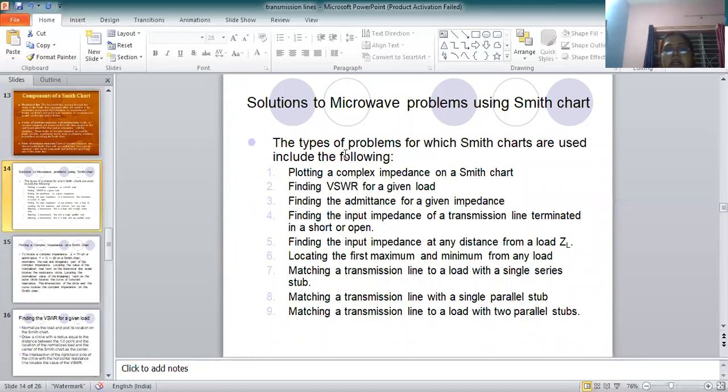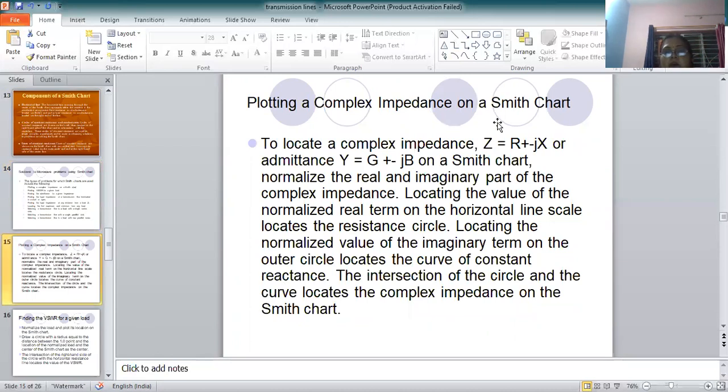These are the types of problems for which Smith charts are used, which include the following: plotting a complex impedance on the Smith chart, finding VSWR, finding the admittance, finding the input impedance, locating the first maximum and minimum, and matching transmission lines with single and parallel stubs. Plotting the complex impedance on the Smith chart, we can locate a complex impedance and admittance on the Smith chart.